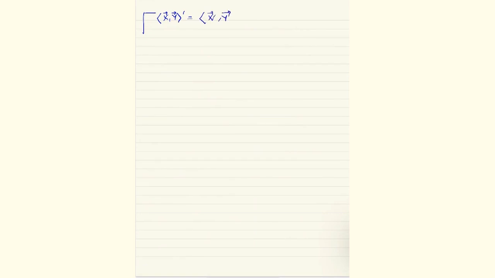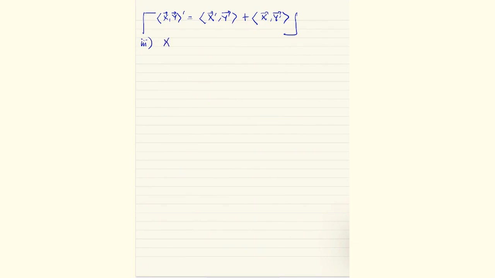This is x prime y plus x y prime, and both of them are 0 because both x and y are parallel along gamma. So x prime is 0, y prime is 0, so their inner product with any other vector is 0, and we are done. So that is the other property.